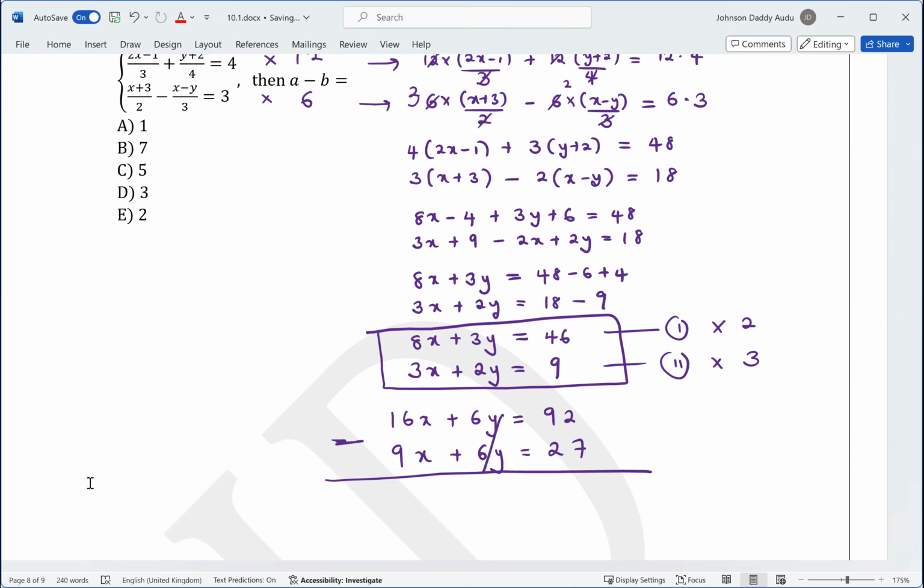And here we will have 7x equals 92 minus 27. Now we have something which is not very nice. So 65.